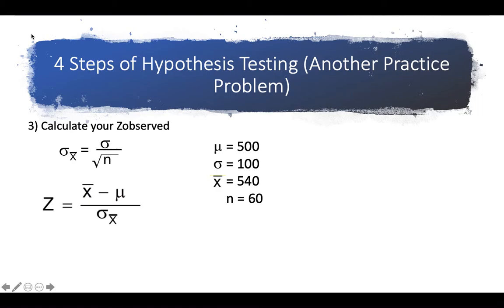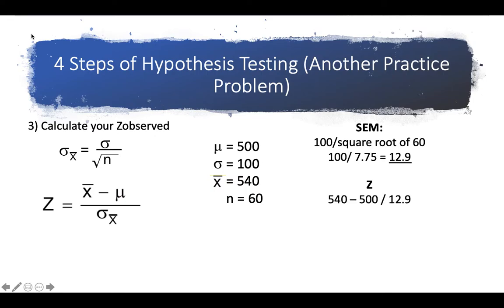So now let's calculate our z-observed. For the standard error of the mean, we're going to take 100 and divide that by the square root of our n, 60, which is 100 divided by 7.75, which gives us a standard error of the mean of 12.9. For our z-test, we're going to take our sample mean and subtract our population mean, so 540 minus 500, divided by our standard error of the mean. This gives us 40 divided by 12.9, or a value of 3.1.